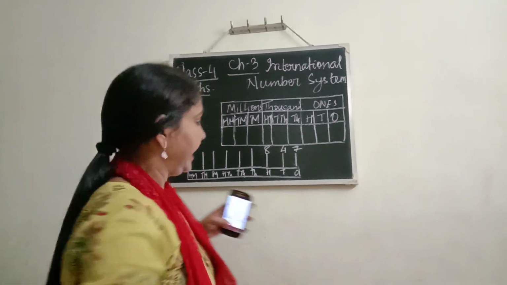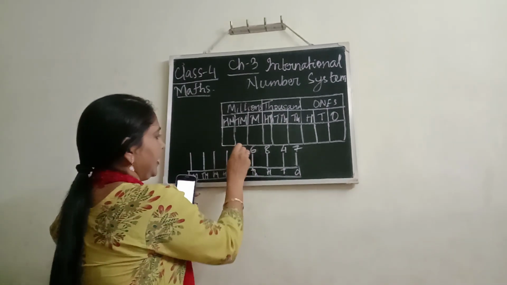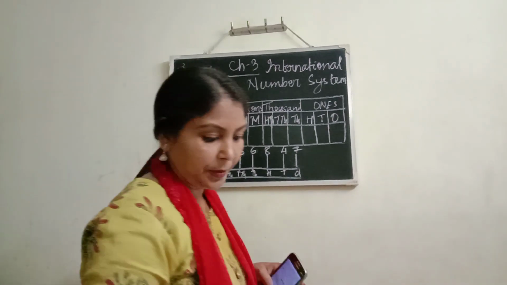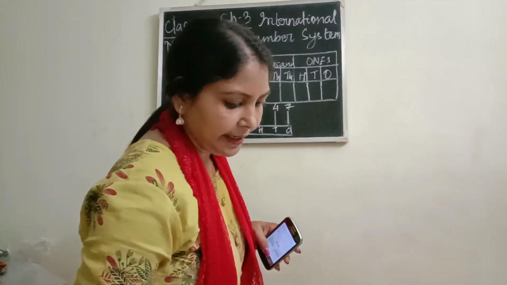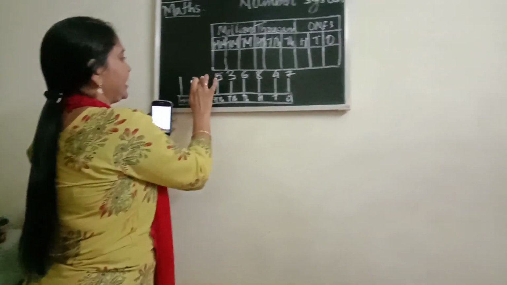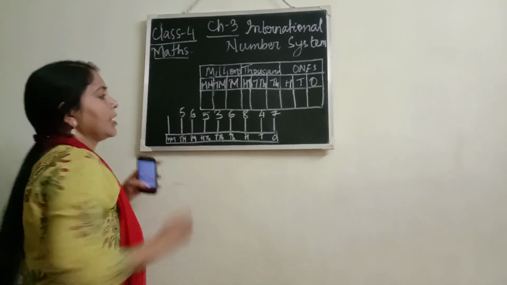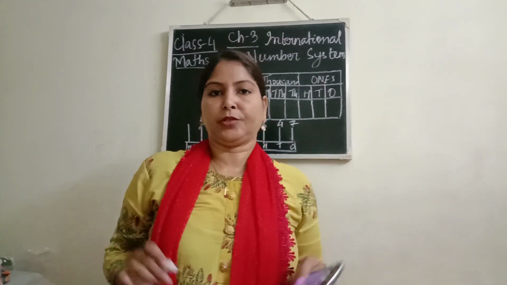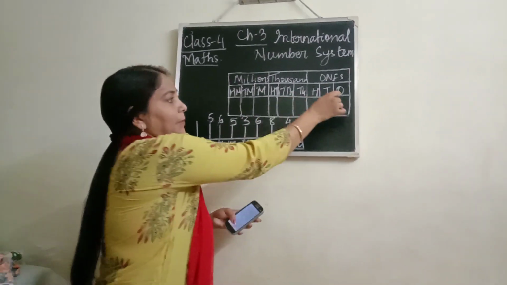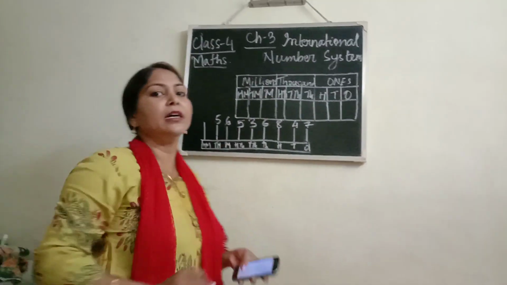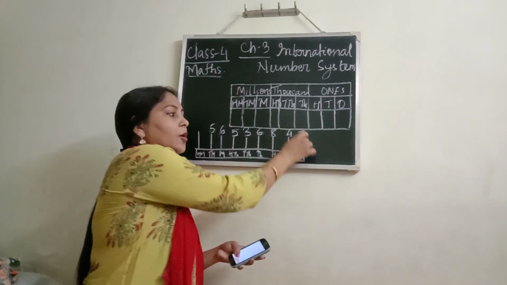Then in thousands place 6, in 10,000 place 3, in 100,000 place it is 5. Then in 1 million place it is 6, and in 10 million place it is 5. Now in 100 million there is no digit, right? There are no rings, so no digits. Now you can place these digits in the international number system, and you can know how to read the number. You see, from here also we can read.